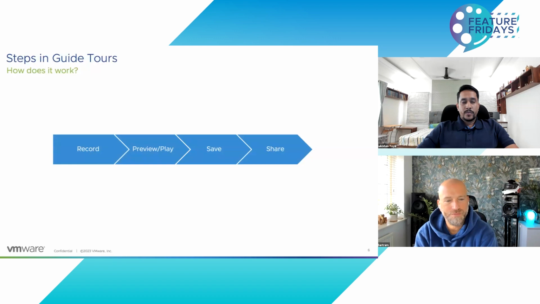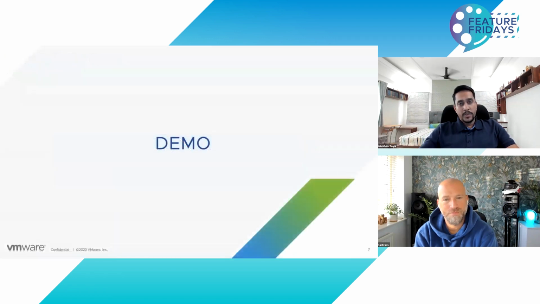And how it works, pretty straightforward. We do the recording of the feature. We can do a preview while recording, do edit while recording, save the tour. It will download a JSON file for you on the local machine, re-import the file within VCD, and then you can play the tour or publish it to whosoever you want to. So it's pretty straightforward.